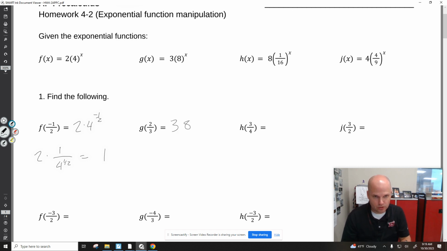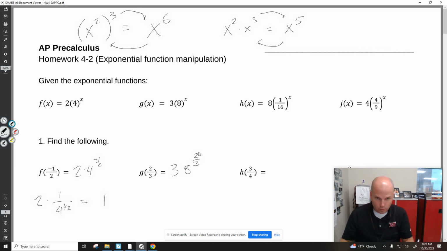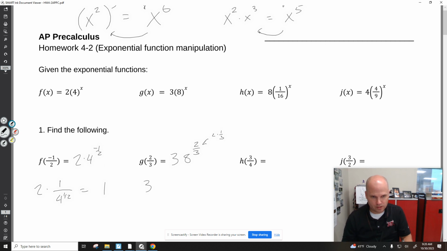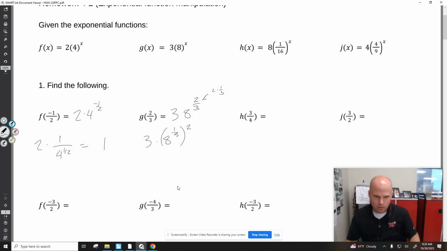Okay, g of 2/3. This is why we brought up the whole power to a power. Here we have like a product. We have 2 times 1/3. What I'm going to do is rewrite this, and we did this in unit 0, as the cube root of 8 squared. I'm going to do the root first because it's easy to do this in this order. I don't want to square 8 and then cube root it. I'd rather cube root 8 and then square it. So I get 2. 2 squared is 4. 3 times 4 is 12. So that's g of 2/3.